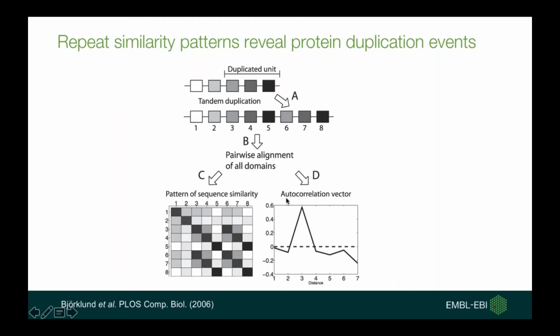Another plot which is useful is the autocorrelation vector, which simply calculates the average sequence similarity of domains at a given distance. In this case, domains that are three domains apart have the highest sequence similarity compared to the other ones. So for example, 3 and 6 will have the highest similarity, 4 and 7 as well, and 5 and 8 as well.